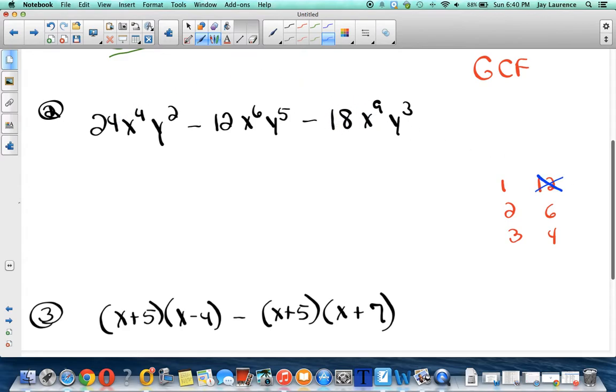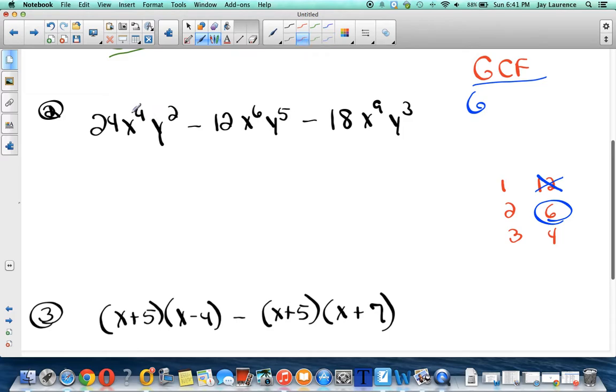It can't be common to all 3 terms. Okay, does 6 go into 24? It does. Does 6 go into 18? Yep, my GCF is 6. Well, the coefficient part of my GCF is 6. Now I have to go find the GCF of the x's and the y's.